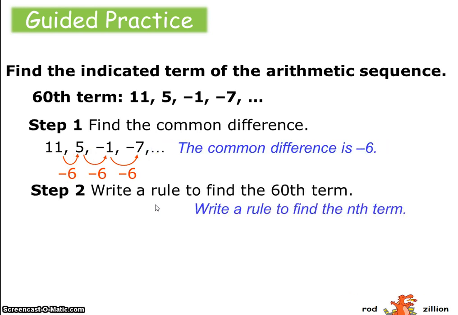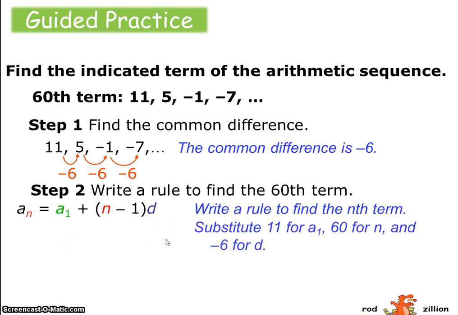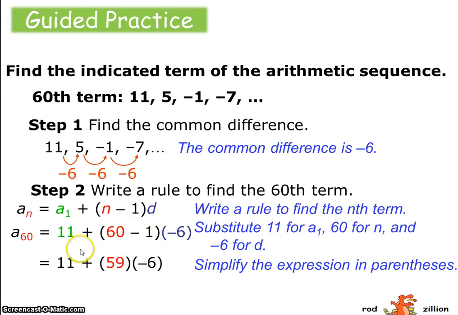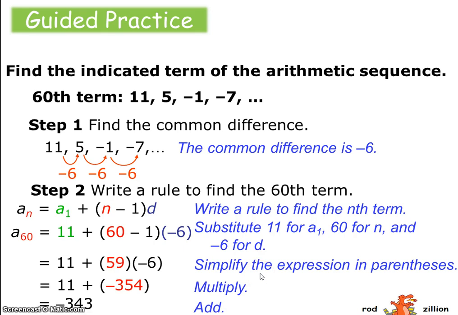We're going to sub in to our formula, to our rule. A sub n, 11 is going to be a sub 1, our initial term. Negative 6 is going to be our common difference, and then we're looking for the 60th term, so we're going to sub in 60 for n. So I need 59 groups of negative 6 added to the initial term, 11, is going to give us, so everybody says, negative 43, negative 343 rather, negative 343. So that's finding various terms using the arithmetic sequence rule.